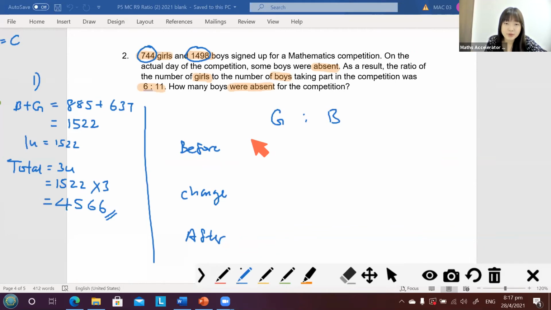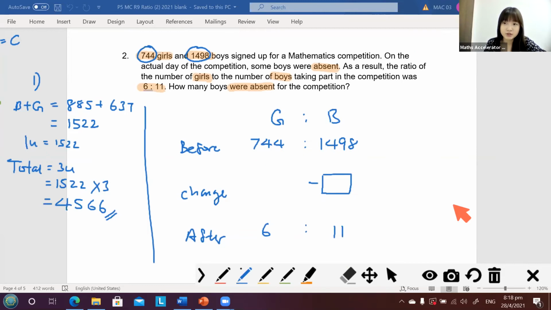So at the start, it will be 744 girls to 1498 boys. Okay, so this is the ratio, but it's just that it's not simplified, which is also okay. You can just put it in here like this. And the after is going to be 6 to 11. Some boys were absent. Okay, so they minus some boys over here.